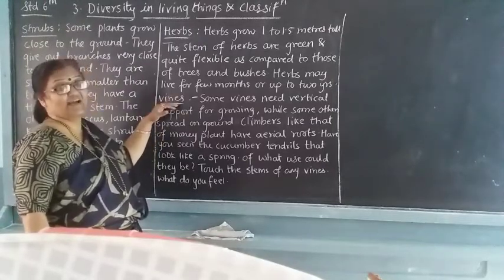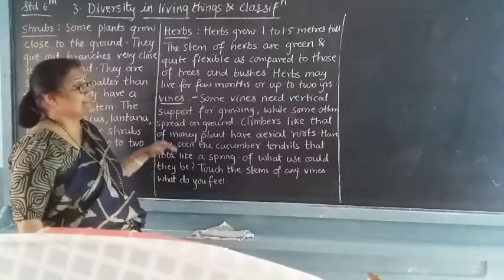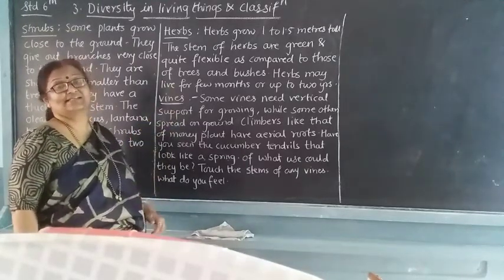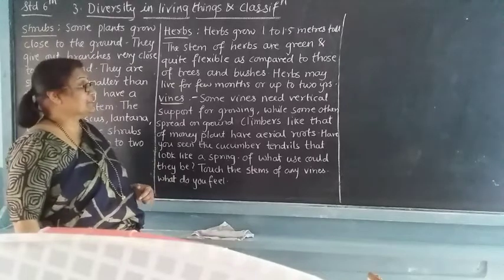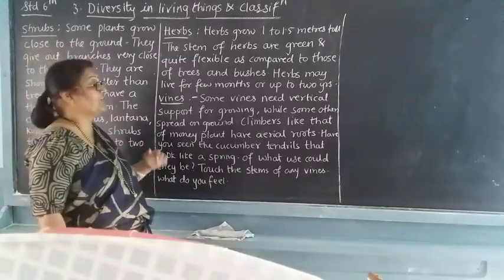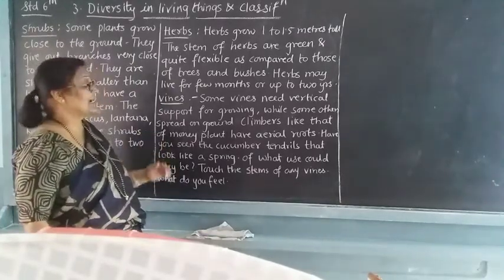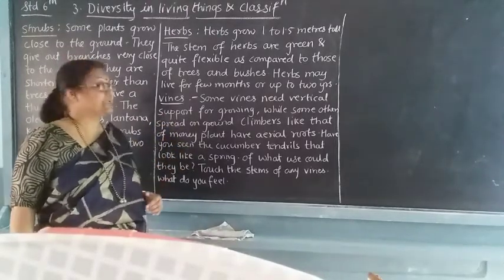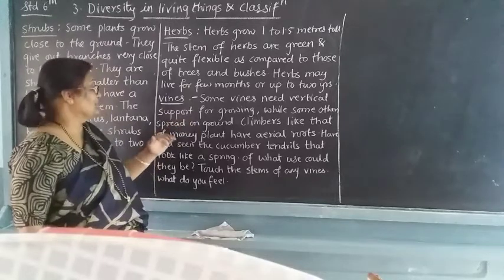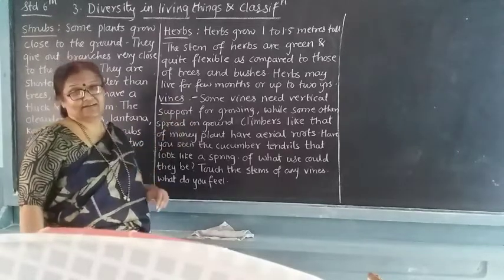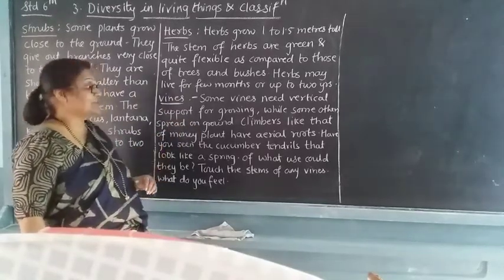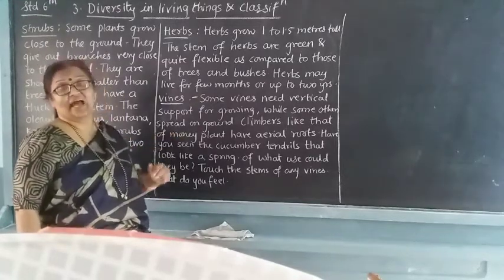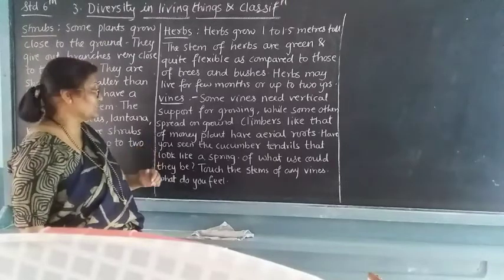Then see vines. Some vines need vertical support for growing. While there are some which spread on the ground, like pumpkin. Then see climbers like the money plant. They have aerial roots.